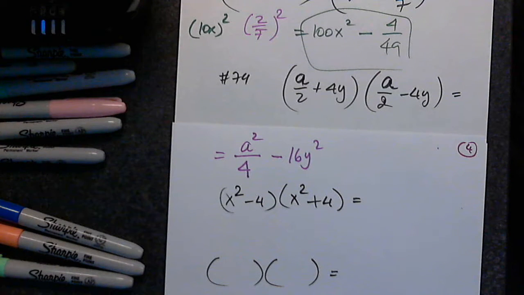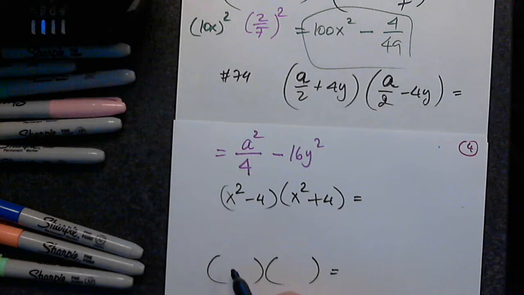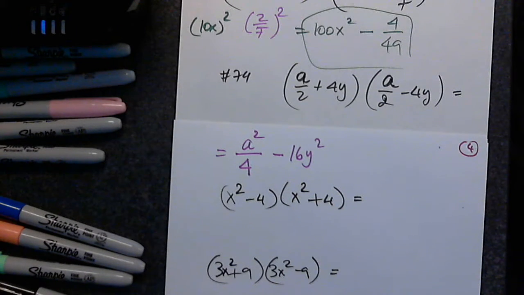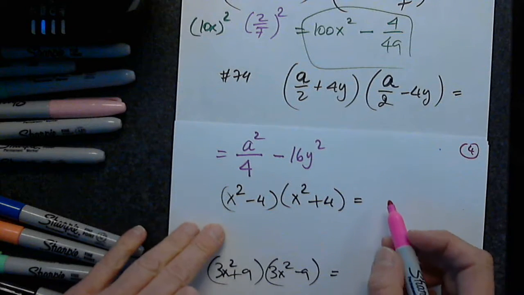Okay, please make one up for me. 3x squared plus 9. 3x squared minus 9. Awesome. That's it. That's the idea. That's all I wanted. Good. So I need an answer here, please.